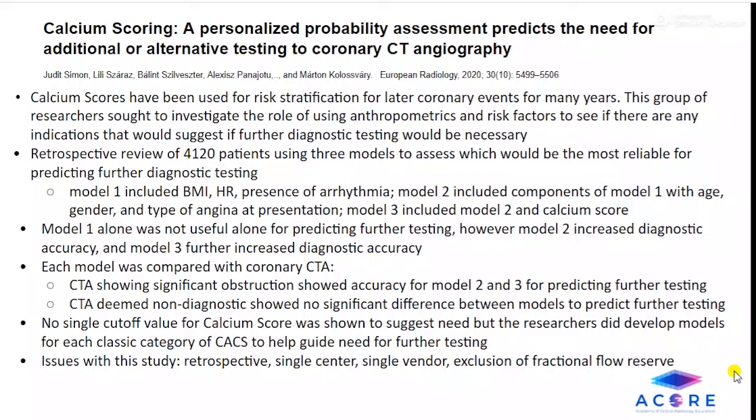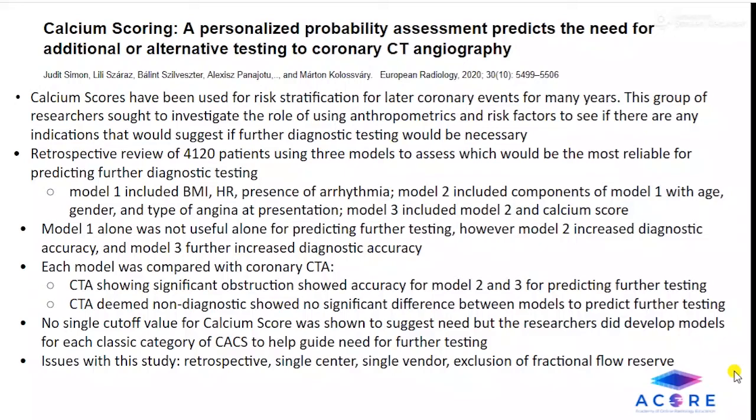They also calculated odds ratios for multiple different factors, and they showed that if there's a type of arrhythmia at presentation, the odds ratio was 2.12 for increased odds of downstream testing. Atypical angina was increased by 1.29, and typical angina was associated with 1.64. Additionally, they compared the results of all three models with the non-diagnostic CTA image quality, and they showed that there was no significant model that showed increased discriminatory power for the need for further testing.